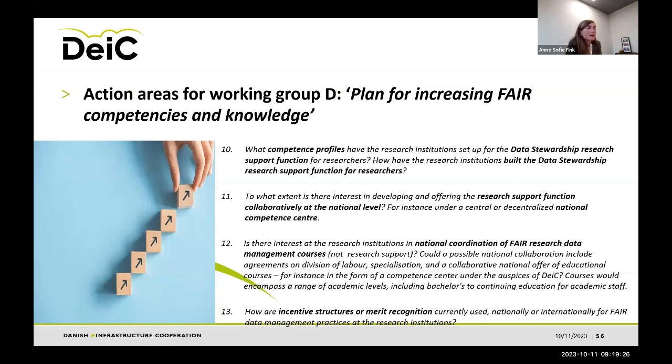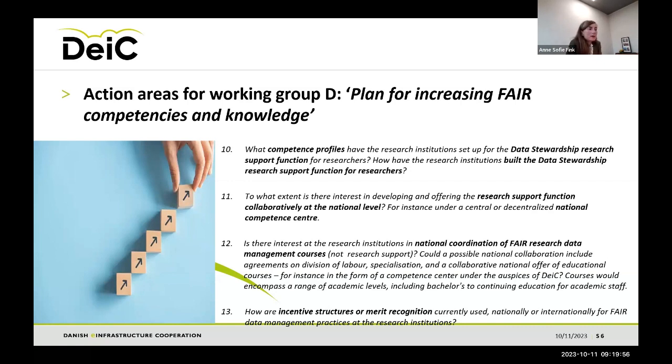To what extent is there interest in developing and offering the research support function collaboratively at a national level? For instance, under a central or decentralized national competence center. You might here acknowledge an inspirational link to the EOSC project Skills for EOSC as some potential synergy there. Action area 12.